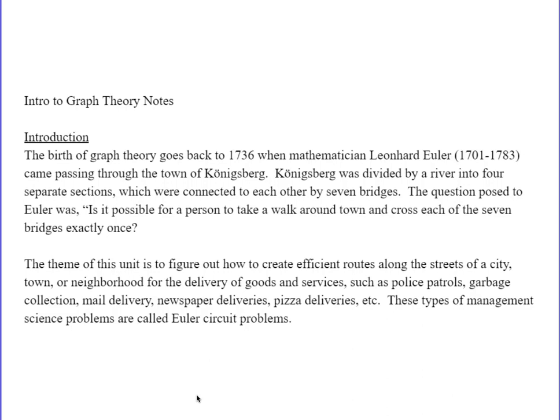So the theme of this unit is to figure out how to create efficient routes along the streets of a city, town, or neighborhood for the delivery of goods and services, such as police patrols, garbage collection, mail delivery, newspaper delivery, pizza delivery, etc. These types of management science problems are called Euler Circuit problems, and these are actual logistical situations that honestly use graph theory to be more efficient.